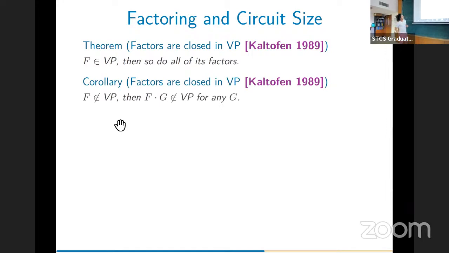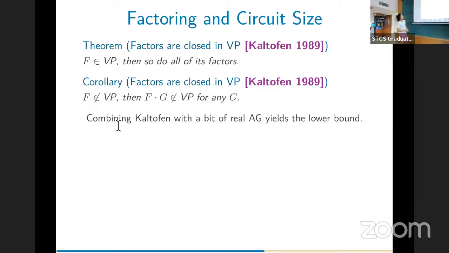So what is the corollary of Kaltofen's theorem? If f is hard, then all of its multiples are going to be hard. That's the contrapositive. So if you have a hard polynomial, the hardness translates to all the multiples. Now I know this result, and I know that spectrahedral complexity has multiplication being hard, so maybe this should be useful. And that's exactly how it goes.